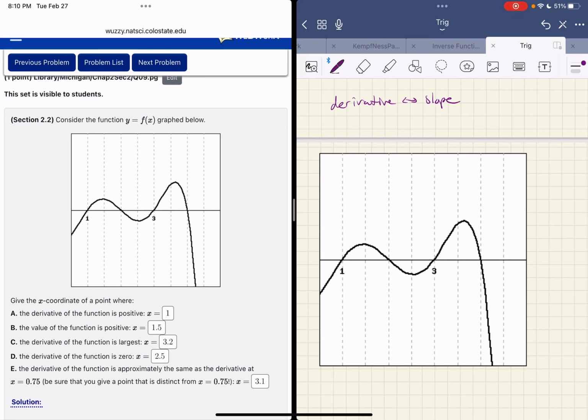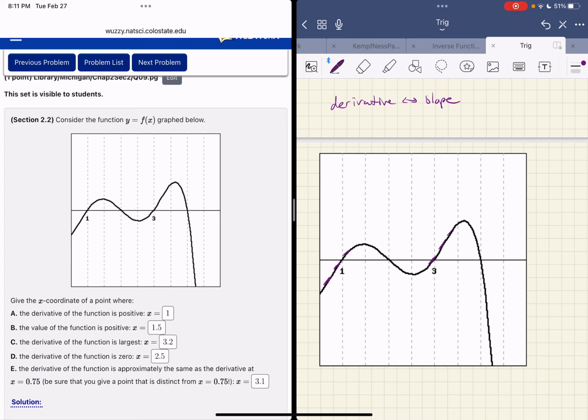So for part A, it says the derivative, wait a second, the slope of the function is positive when? Just pick any point where it's positive. It's positive here, it's positive here, right? So I just went with x equals 1, but there's infinitely many x choices that you could do, okay?